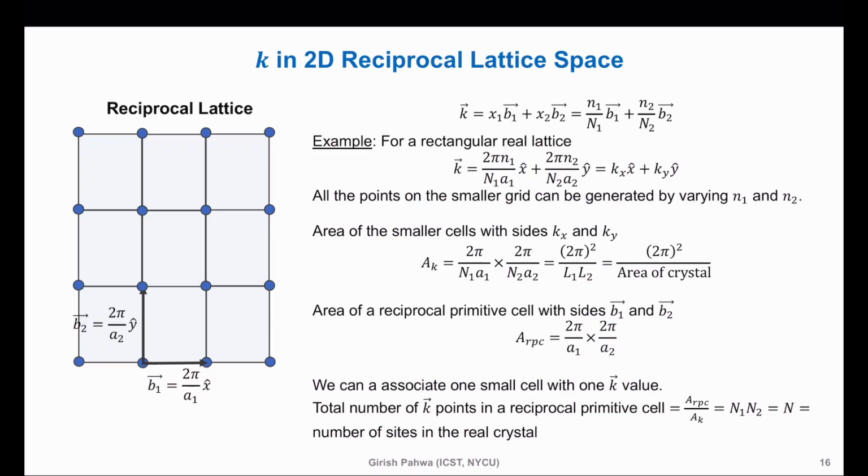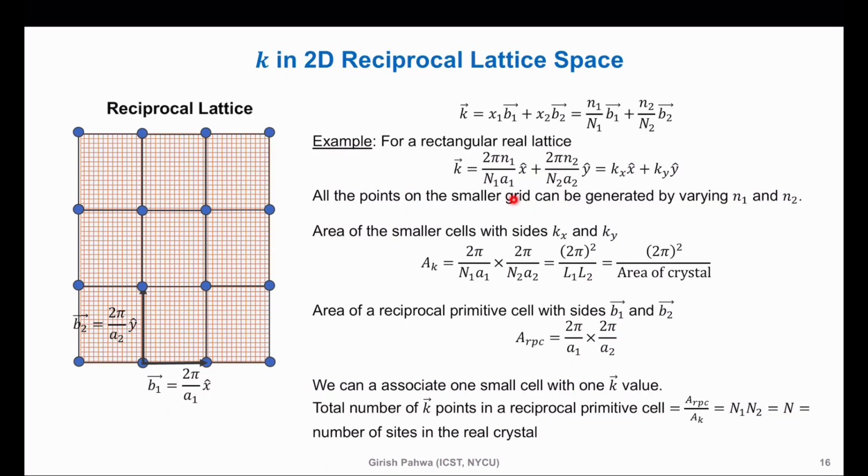Yeah, I wanted to show you this. If you keep varying n1 and n2, you will be able to generate this smaller grid. So you have a bigger grid, which is the reciprocal lattice, but this smaller grid that you see actually corresponds to this k. Every point at the intersection of this grid represents 1 k point. It has been generated through some combination of n1 and n2. And we know that this N1 and N2 are large, so that's why this is a smaller grid.